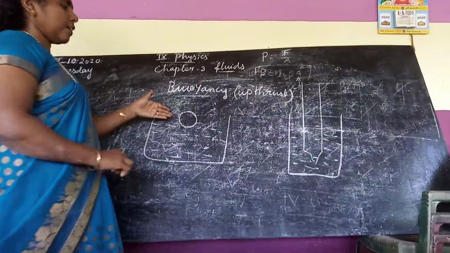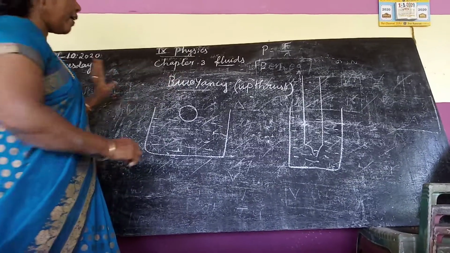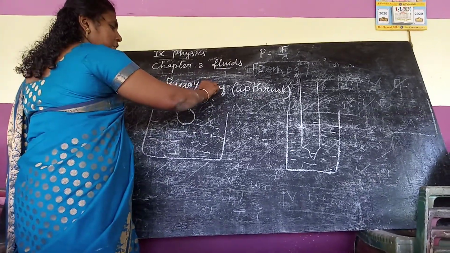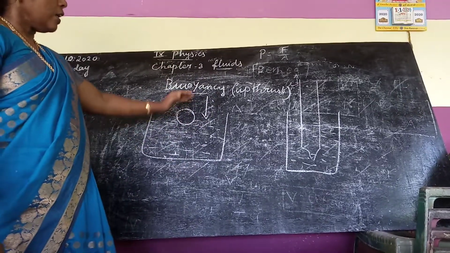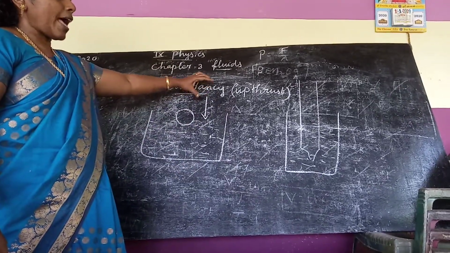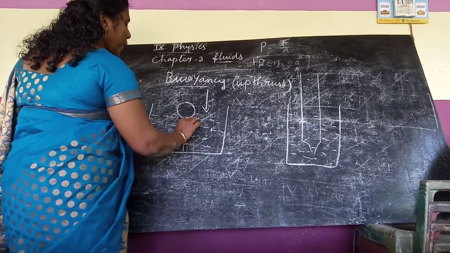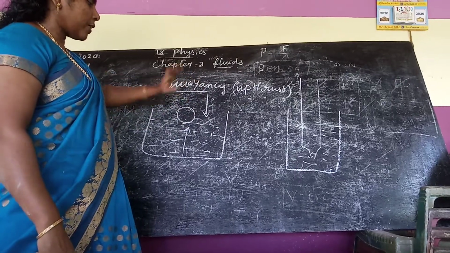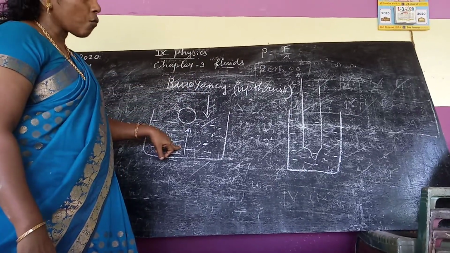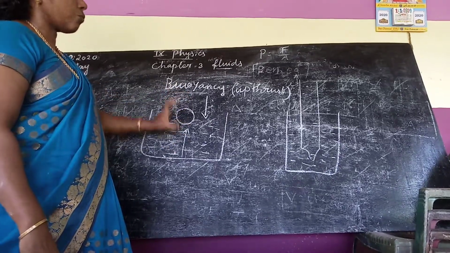What is the reason an object floats? Which force is there? Gravitational force always acts downwards, and upthrust force acts upward. Okay, two forces are there. One is the gravitational force, another one is the upthrust force. So according to the object, the upthrust force will move.